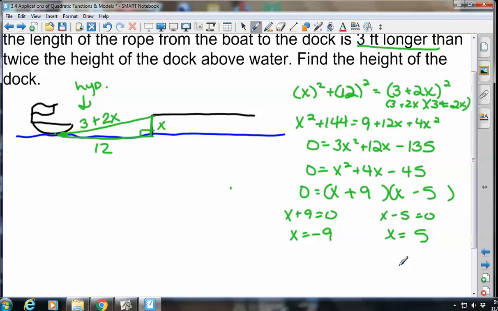Are both possible answers? No. You wouldn't have a height of negative 9. That would put our dock below water, which it's not. So the dock is 5 feet tall.